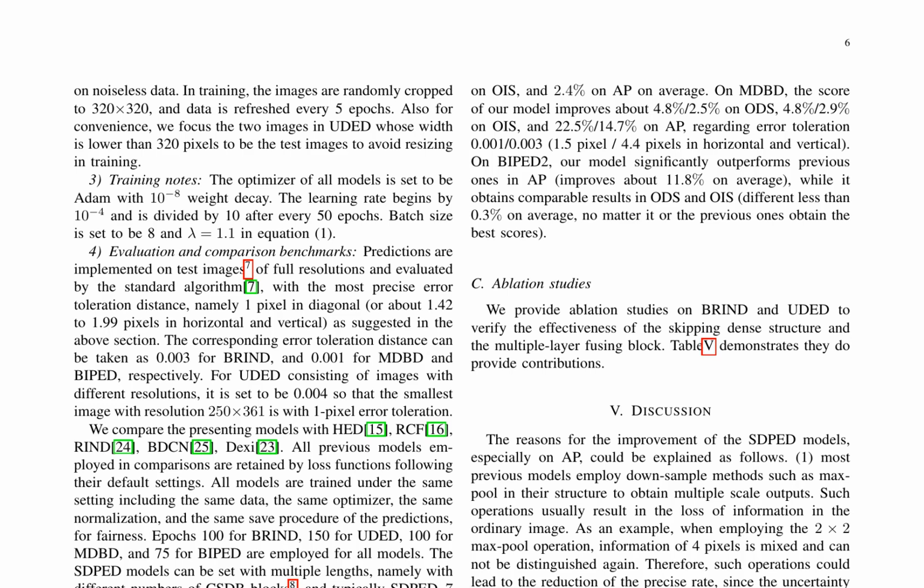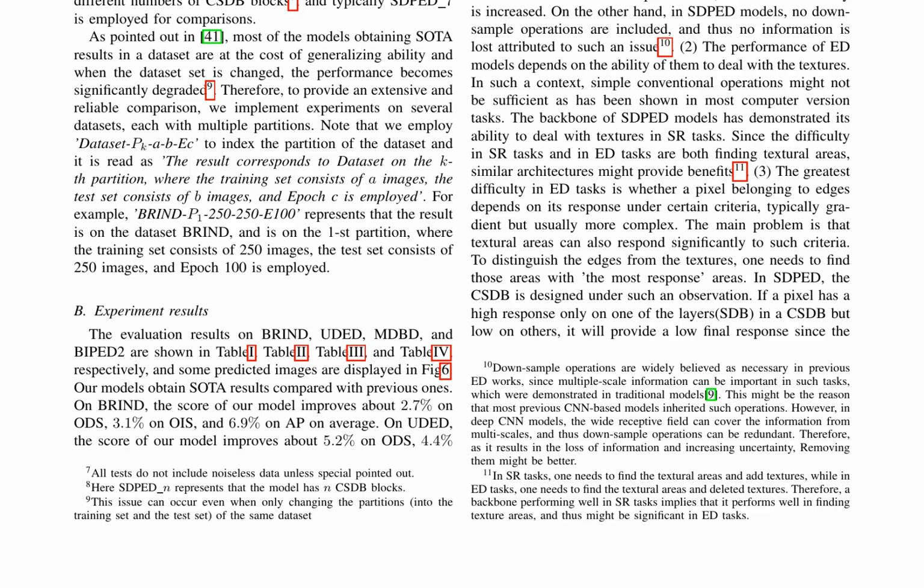The evaluation results show that the SDPED model obtains state-of-the-art (SOTA) results compared to previous models, with improvements of 2.7% on ODS, 3.1% on OIS, and 6.9% on AP on average on the BSDS dataset. Similar improvements are observed on the other datasets. Ablation studies on BSDS and UDED verify the effectiveness of the skipping dense structure and the multiple-layer fusing block.